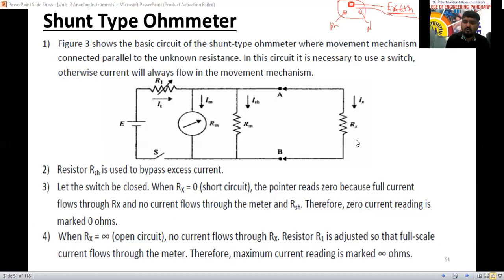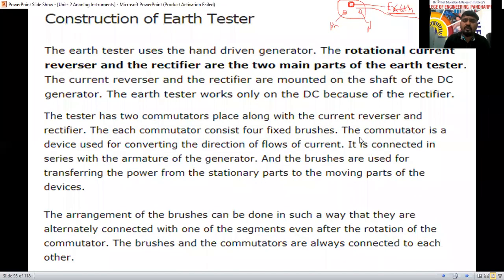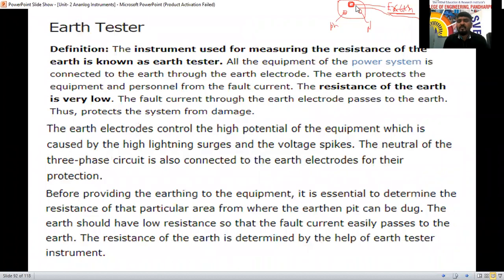Earth should have low resistance. So for that reason only we are going to tell that one. Every house, whatever the electrical appliances are there, earthing should be done for them.